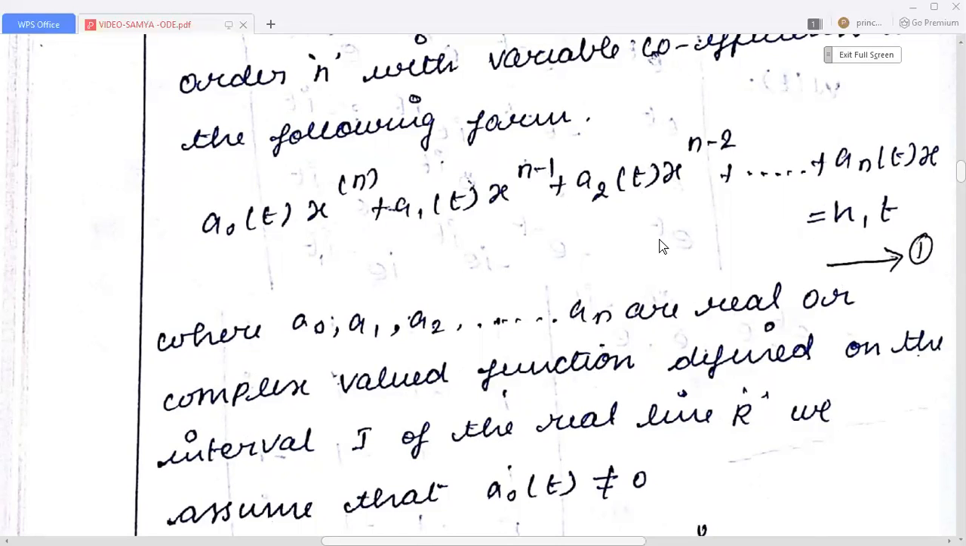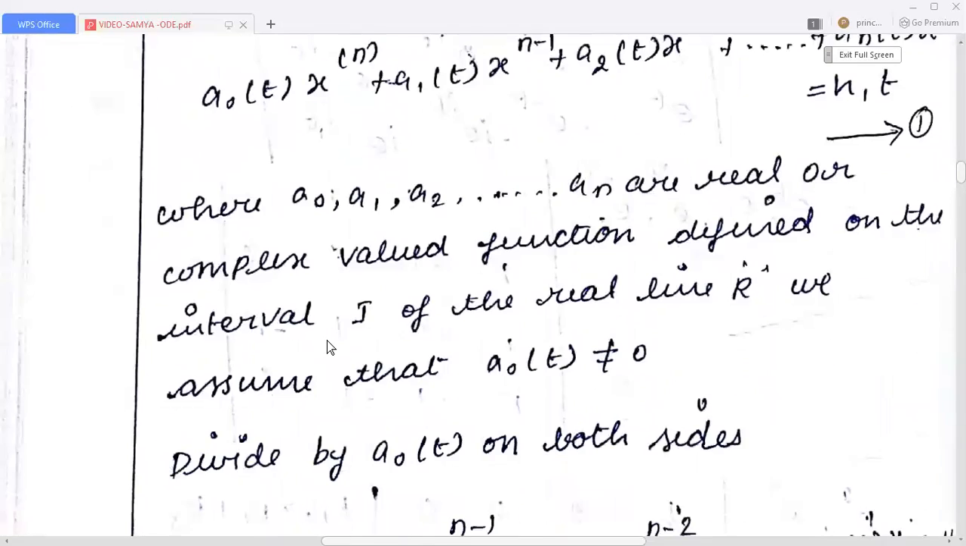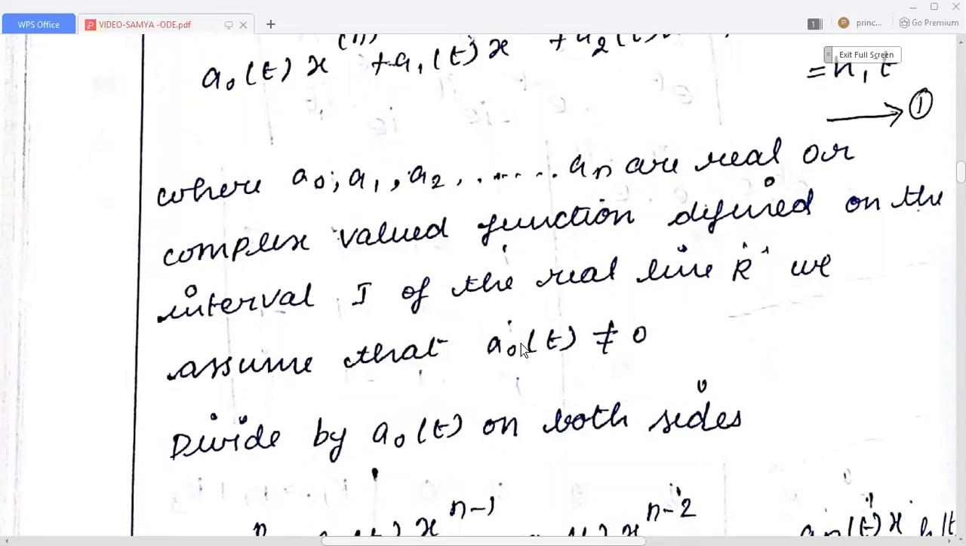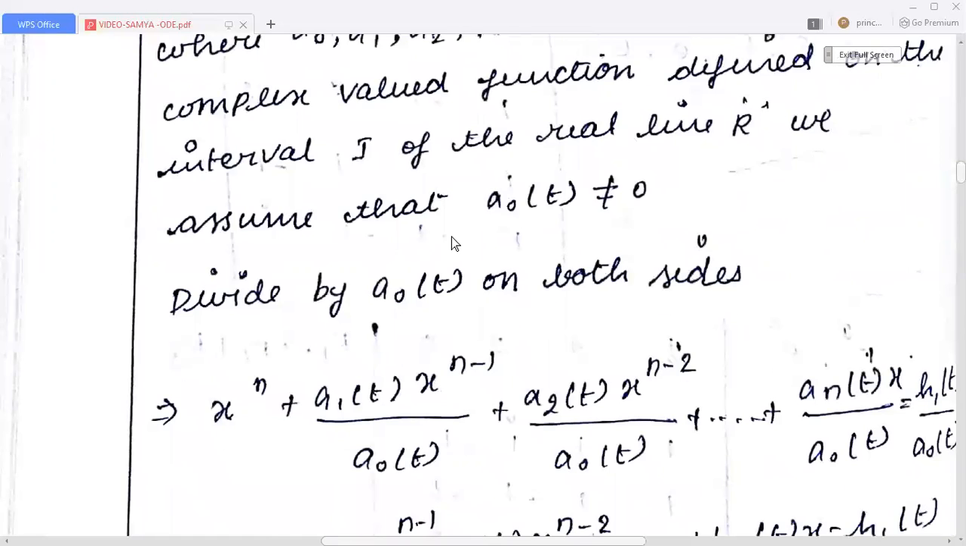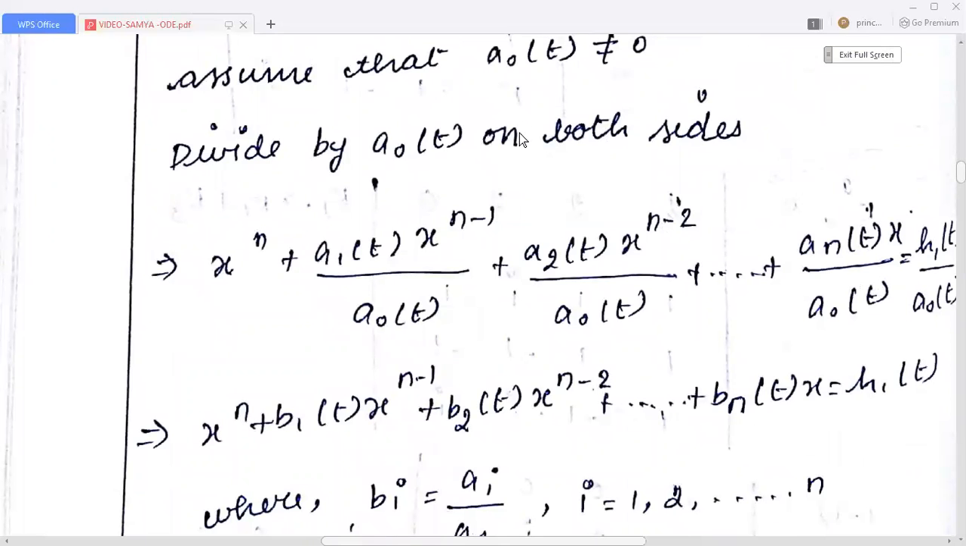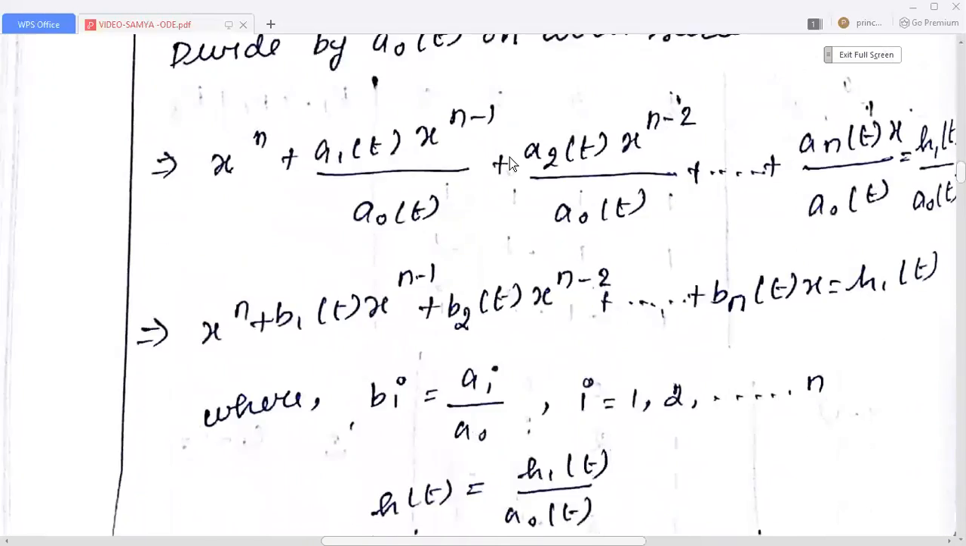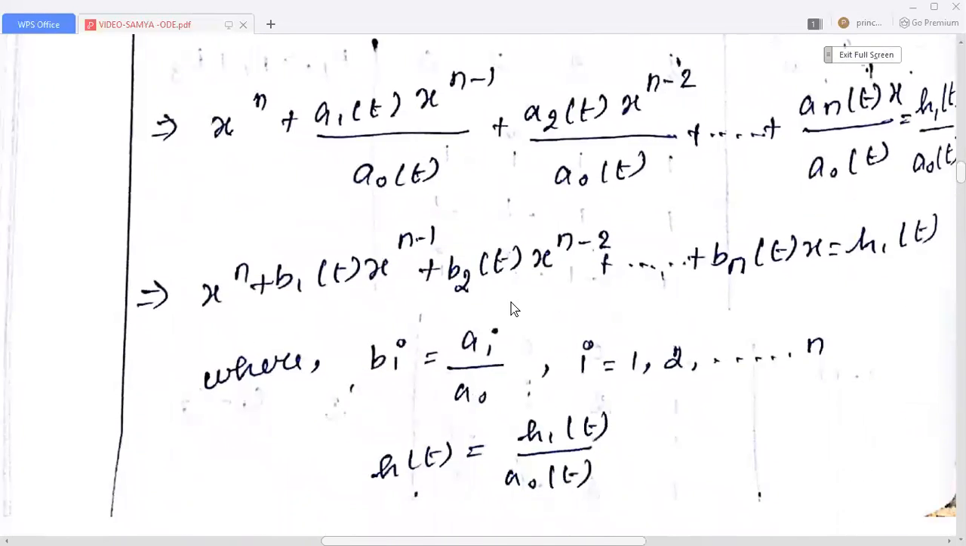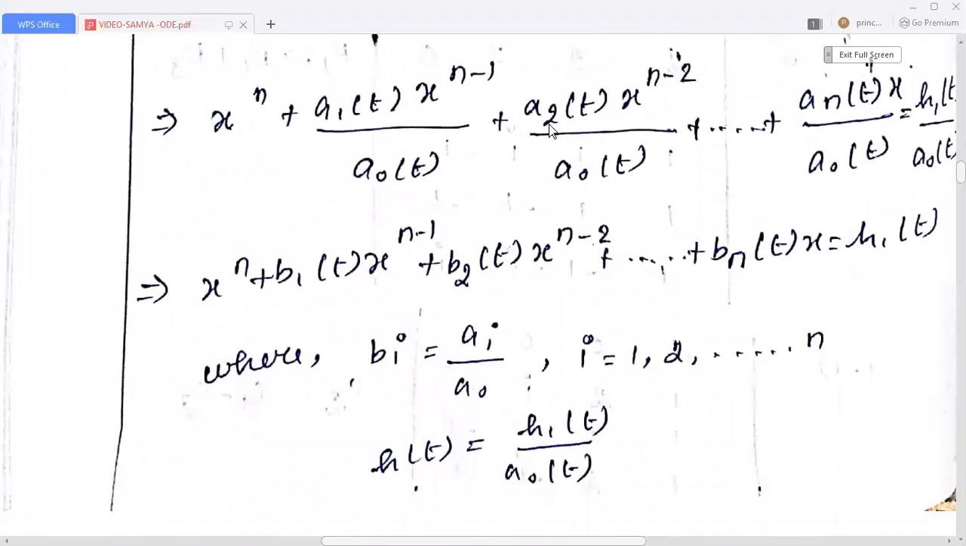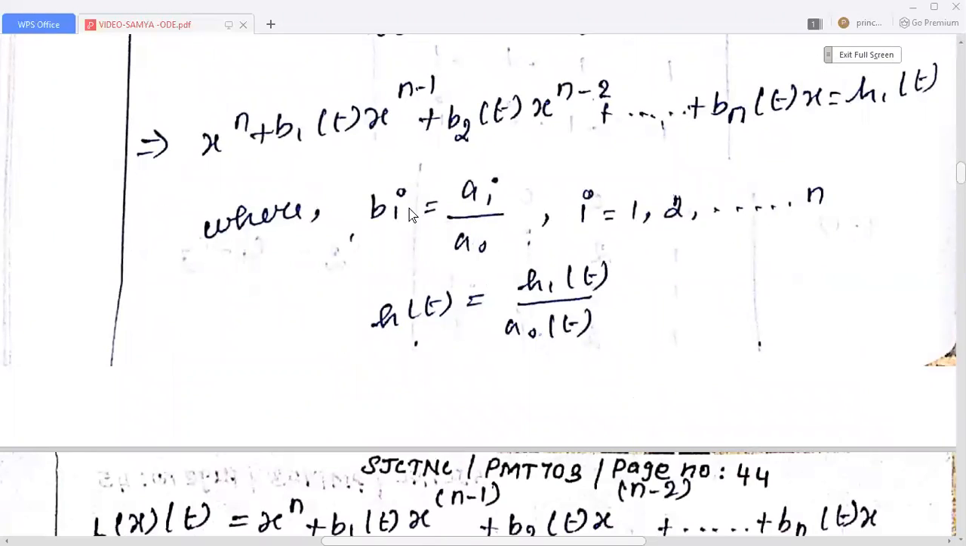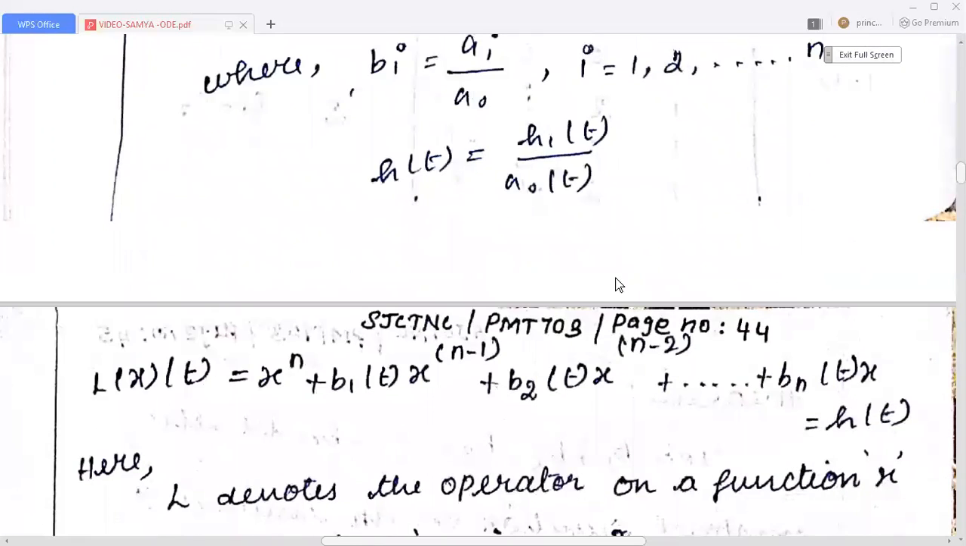This can be taken as equation number 1, where a0, a1, a2, etc., an are real or complex valued functions defined on the interval I of the real line R. We assume that a0 of t is not equal to 0. Divide both sides by a0 of t. Then we get this result. Then when you simplify this, finally this is reduced to this equation. Here we take bi equal to ai by a0 and h of t equal to h1 of t by a0 of t.